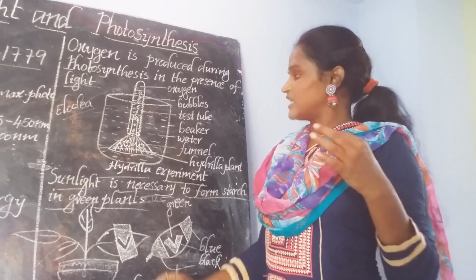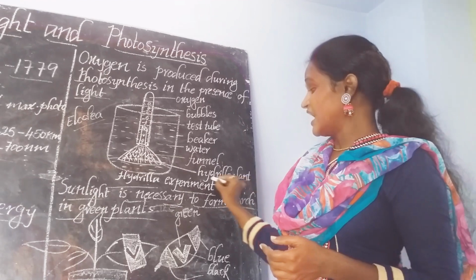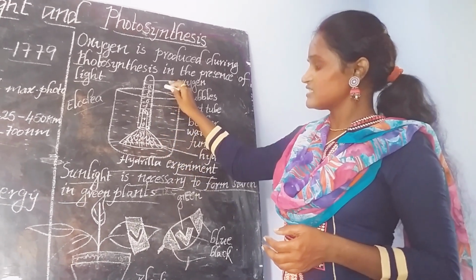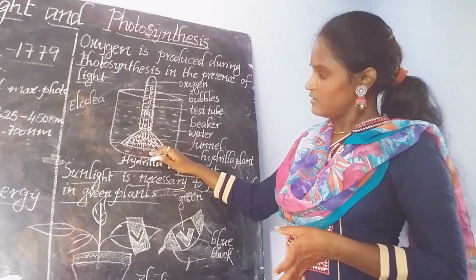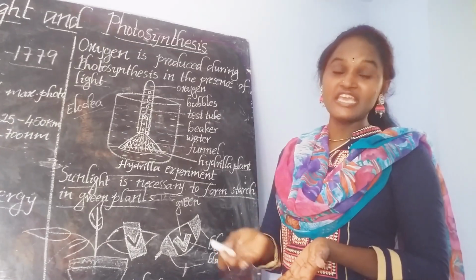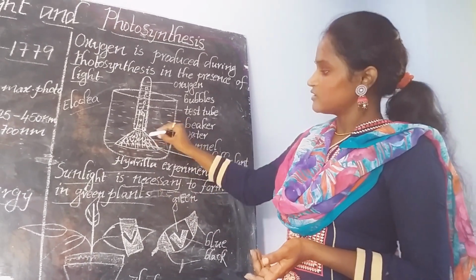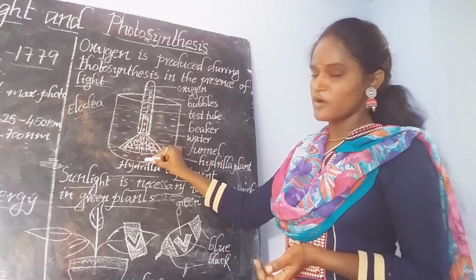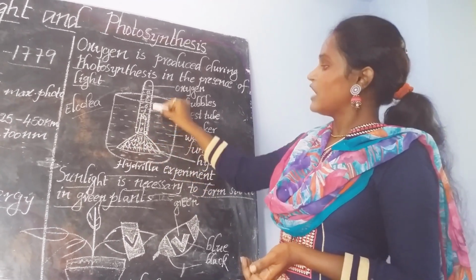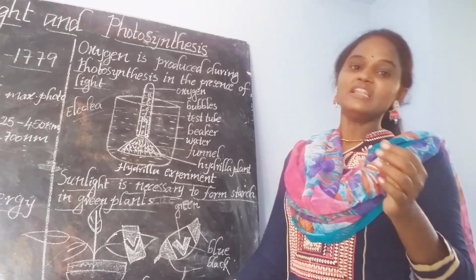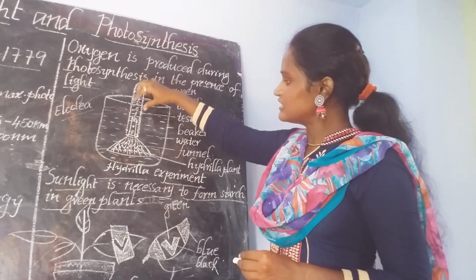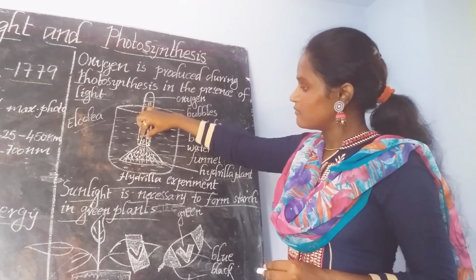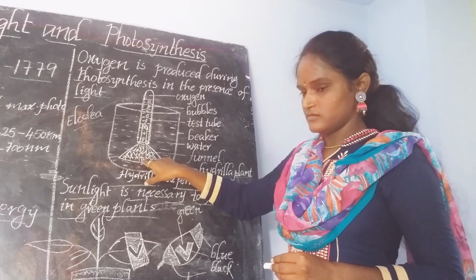By inserting the Hydrilla plant into the funnel, you keep the funnel into the beaker which has water, upside down in an inverted position. Okay? The mouth of the funnel should be toward the bottom of the beaker. Later, you have to take a test tube and fill the test tube with water, and carefully insert it over the stem of the funnel. Okay, like this.